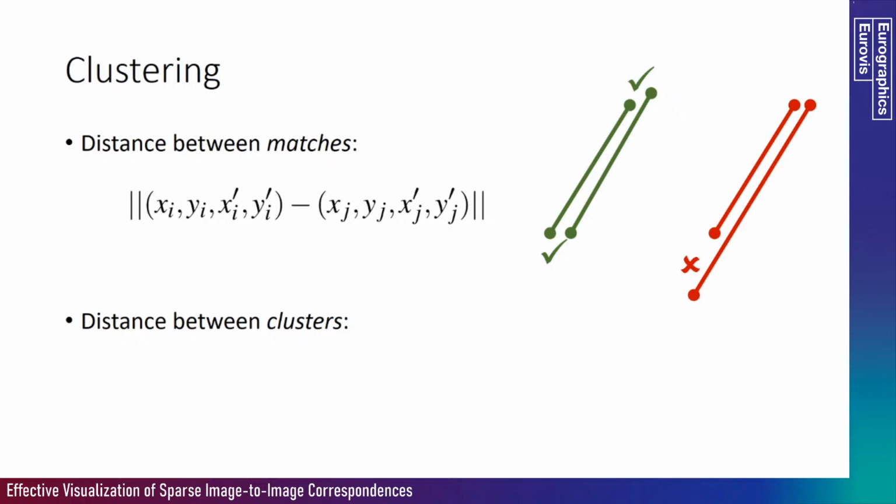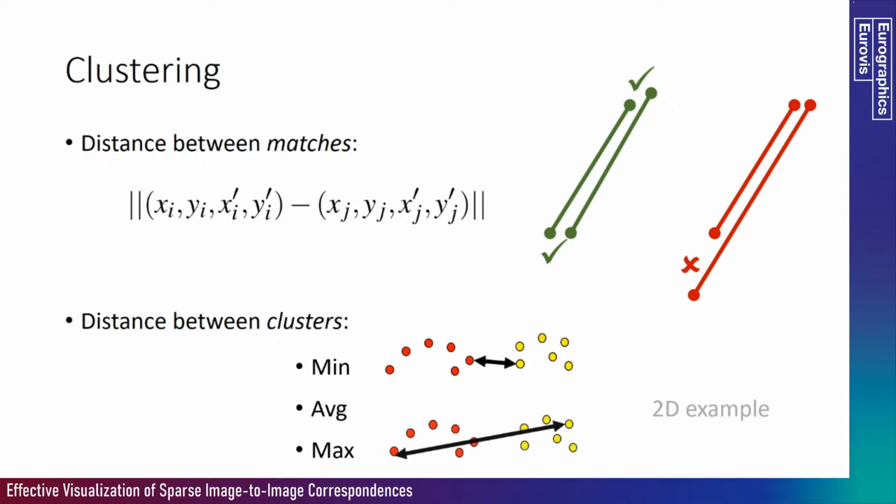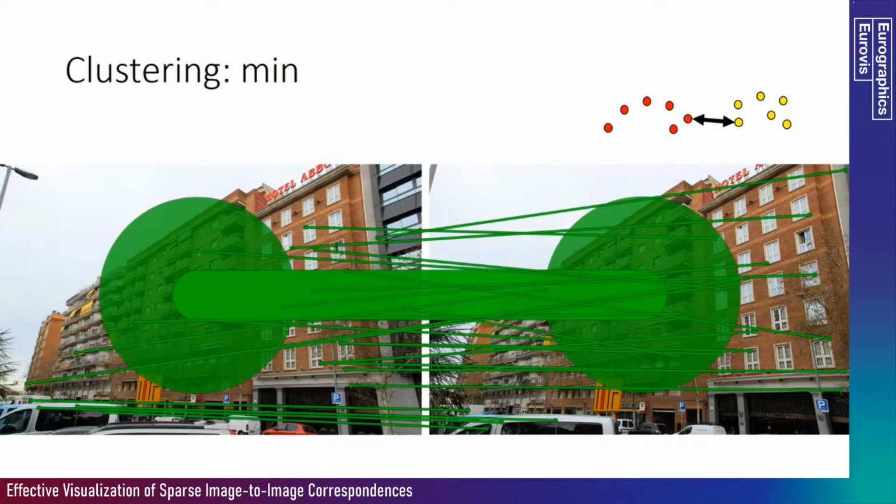And for clusters, we explore three metrics using the minimum, the average, or the maximum distance between a match in one cluster and a match in the other cluster. This figure shows the output for these three strategies in a typical case. The min metric, also known as single linkage, tends to generate large clusters representing inlier matches and keeps isolated matches in their own clusters. This metric is suitable when the major task is the inspection of potential outliers.